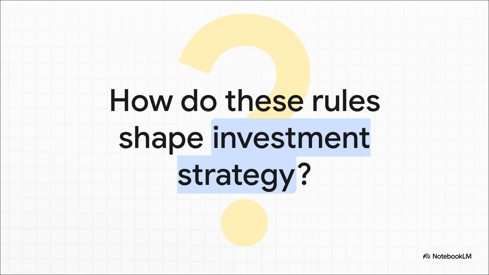So the real question to leave you with is this. Now that you know the rules, how does this complex web of logic actually shape the risks companies are willing to take, and maybe even the stability of the entire financial system we all depend on?